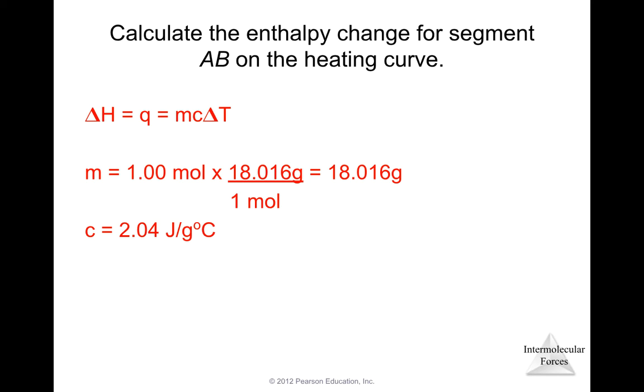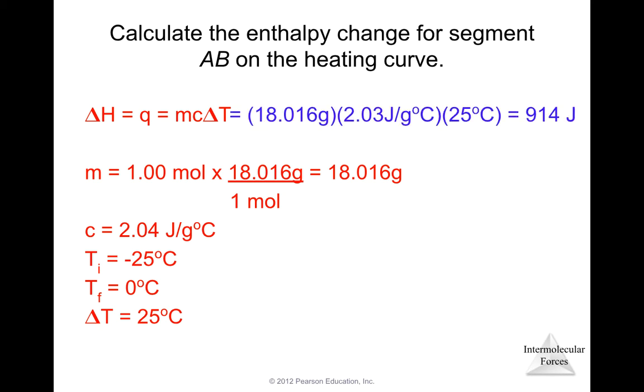From segment A to B, we are actually as a solid. So 0 degrees Celsius is our melting point. So the specific heat value that we want to use for this is 2.04 joules per gram degree Celsius. And then to find a change in temperature for this segment of the graph, our initial temperature is -25. Our final temperature is 0, which gives us a change in temperature of 25 degrees Celsius. Once we have all these values, we can go ahead and just plug them in. That's the blue at the top. And we have a heat value of 914 joules. And this is going to be per mole of water.